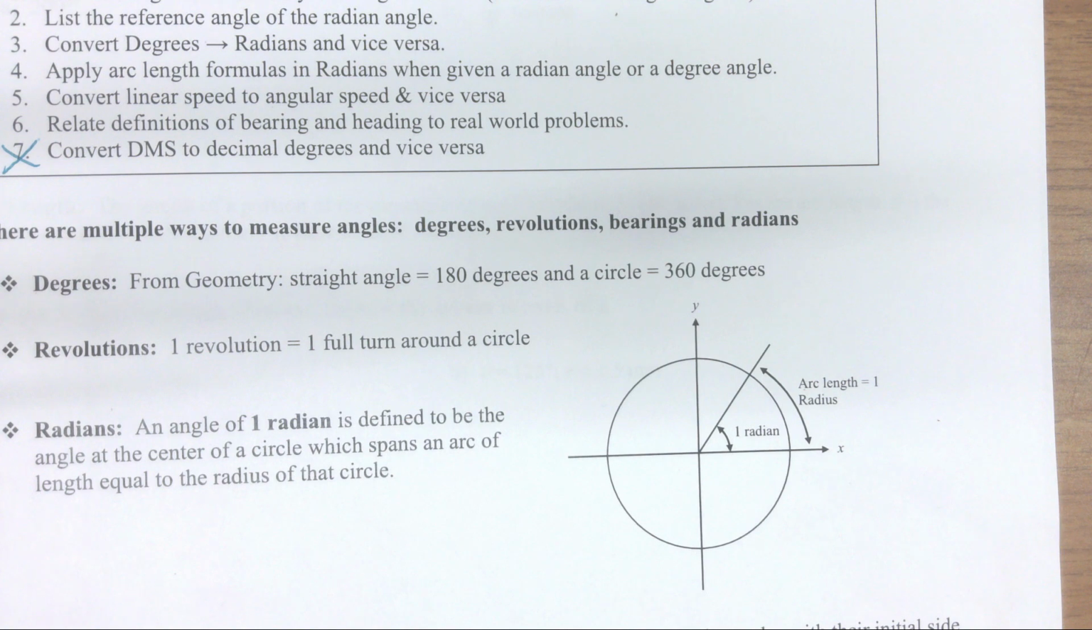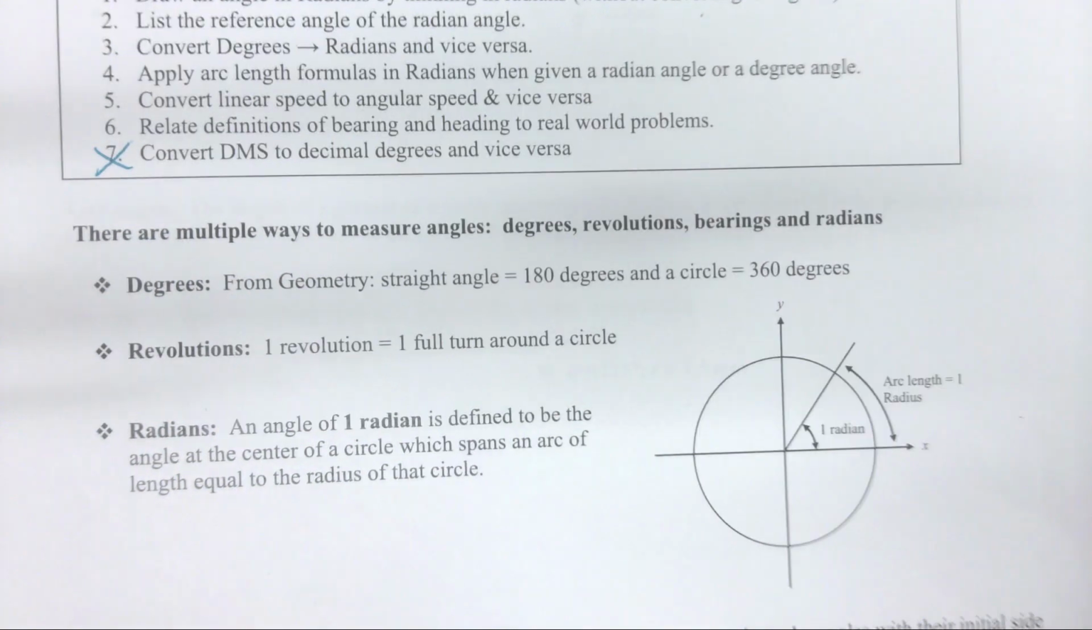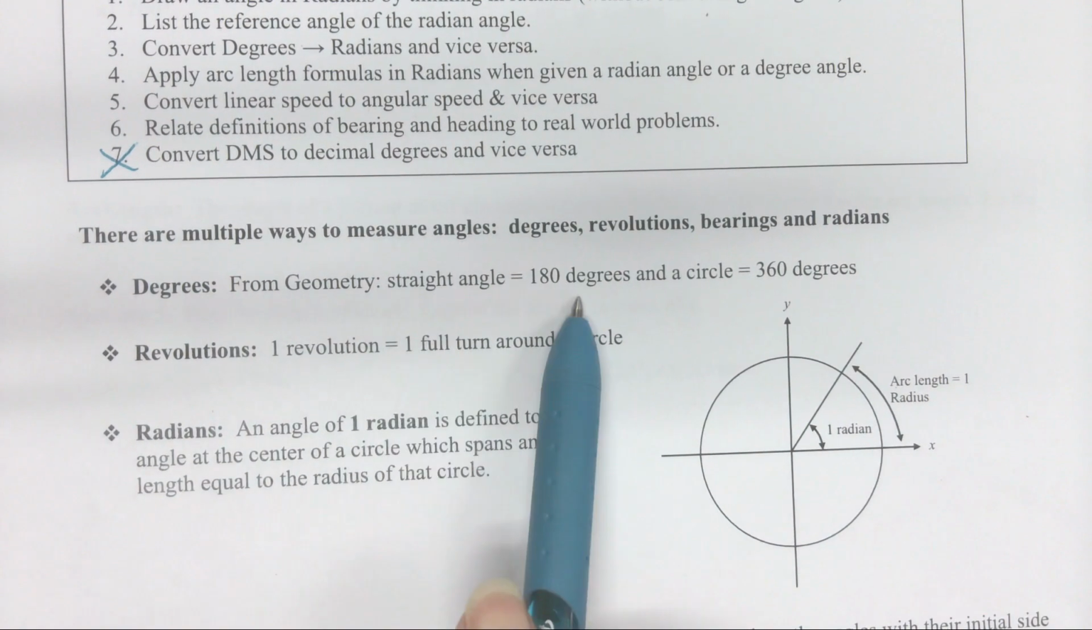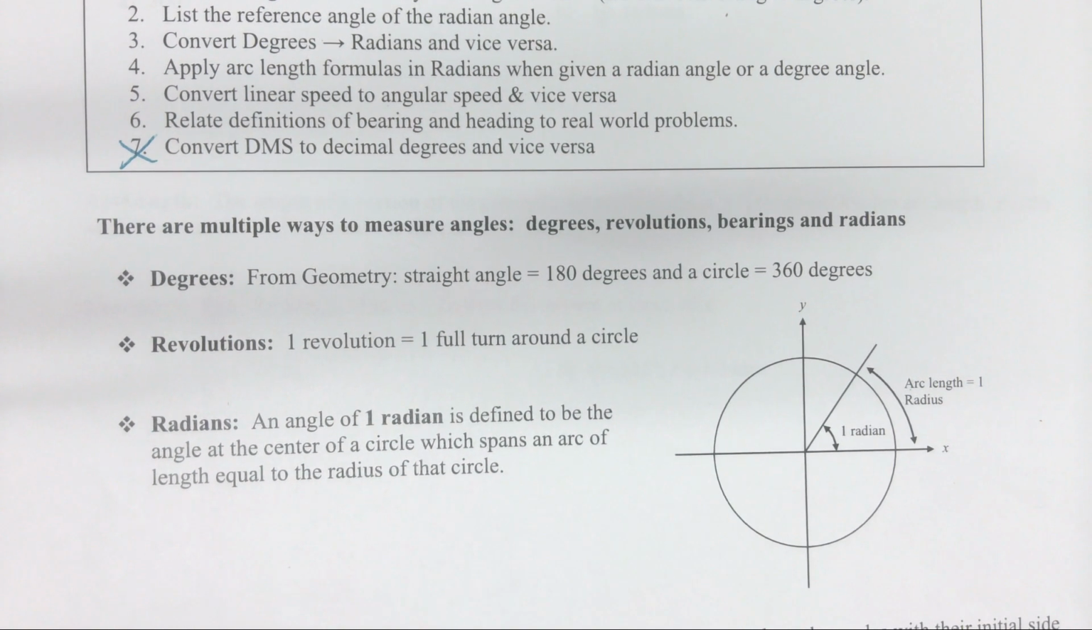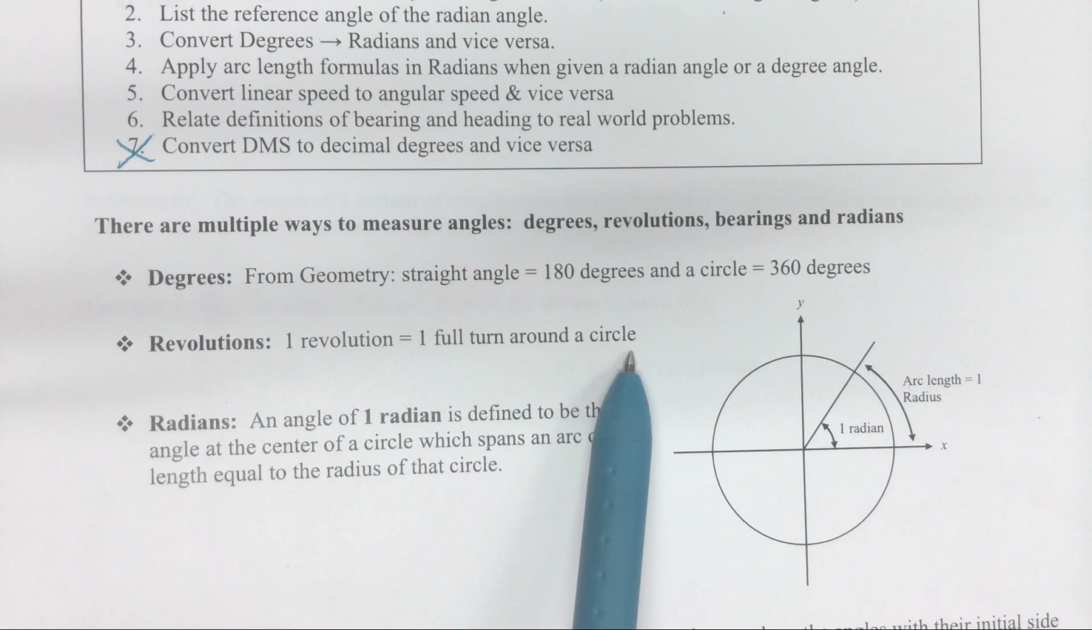Is how many degrees? 360. Okay. And half of rotation is 180. So when we're dealing with revolutions, that's one full turn around a circle. We'll review that when we get to that tomorrow, like when we do some word problems.